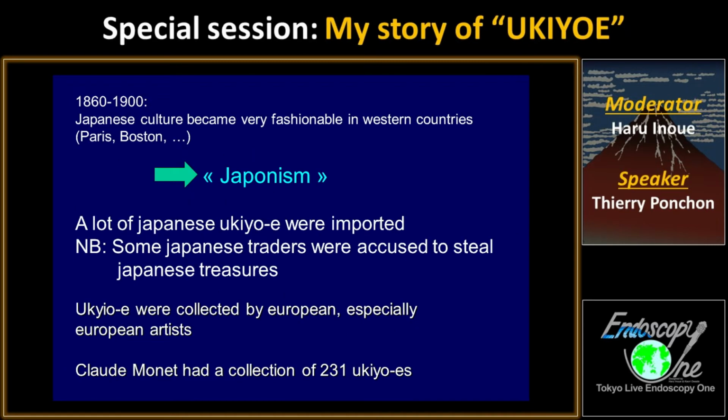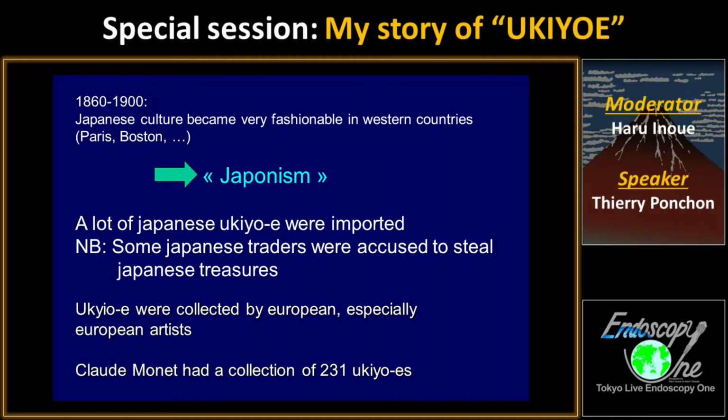And then Japanese culture, at the end of the 19th century, became very fashionable in Western countries, in Paris, in Boston. And they call this period, or this fascination, Japonisme.